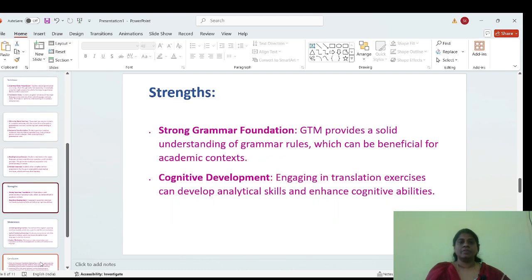Let us look into the strengths of this method. Strong grammar foundation. Grammar translation method provides a solid understanding of grammar rules, which can be beneficial for academic contexts. Cognitive development. It also contributes to the cognitive development of the students who are learning the target language. Engaging in translation exercises can develop analytical skills and enhance cognitive abilities.